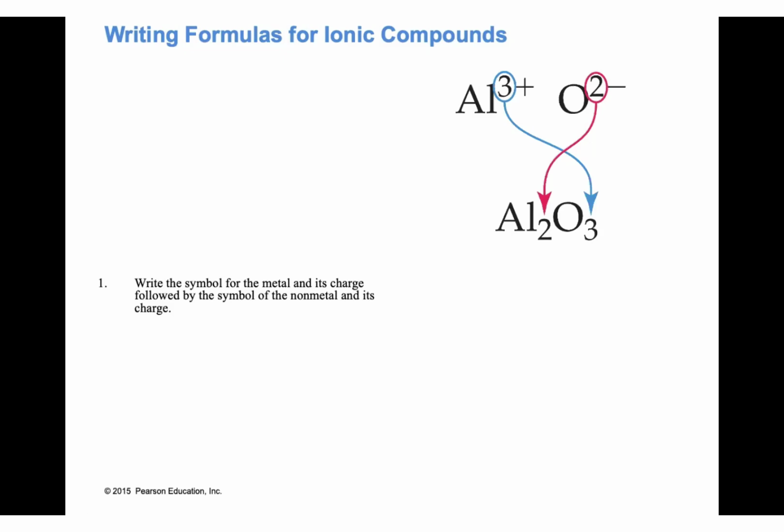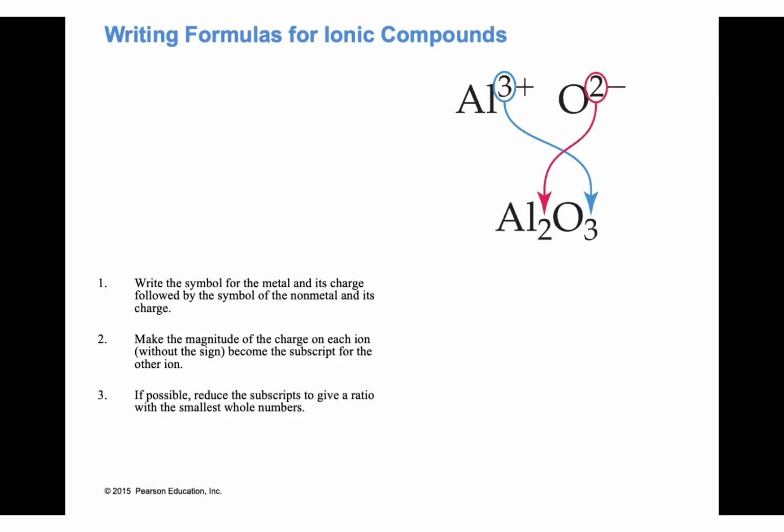So again, I want to review. We write a symbol for the elements and the charges of them. Then we make sure that the charges are correct. And then we basically do the cross. And here the compound would be Al2O3.